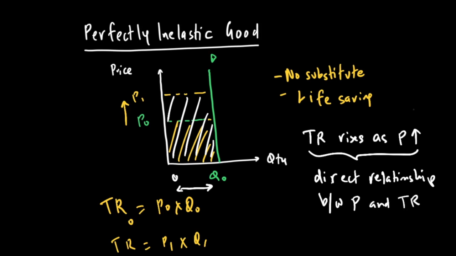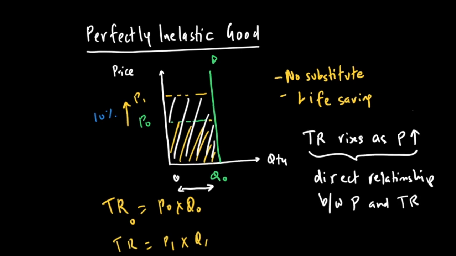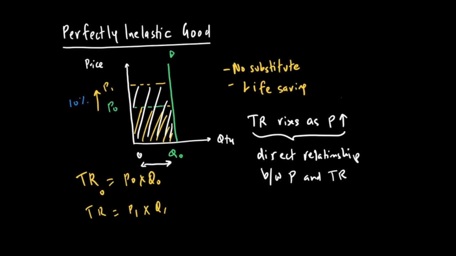So if I'm selling a perfectly inelastic good and I increase the price of the good, my total revenue will go up. In fact, it will go up by the same percentage as the change in price. So for example, if the price goes up by 10%, total revenue will also go up by 10% because there's no change in quantity. So for a perfectly inelastic good, the higher the price, the higher the total revenue.